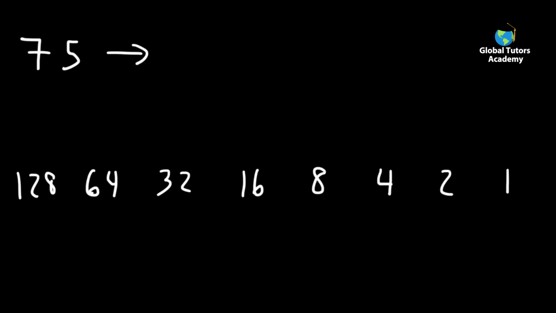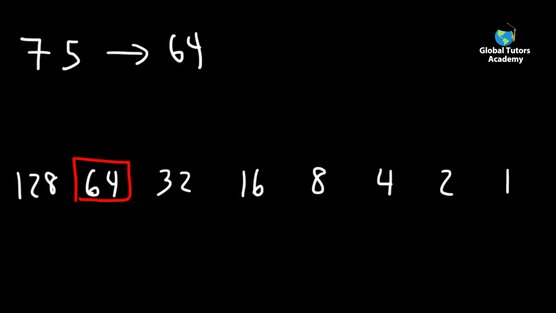2 to the power of 0 is 1, 2 to the power of 1 is 2, 2 to the power of 2 is 4, 2 to the power of 3 is 8, 2 to the power of 4 is 16, 2 to the power of 5 is 32, 2 to the power of 6 is 64, 2 to the power of 7 is 128. Now we don't need to go further because 128 exceeds the 75 we have up here. So the highest base 2 number that is less than 75 is 64. So we're going to start with 64.